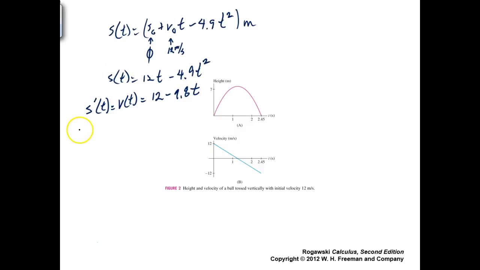And when you take the next derivative, that's S prime of t, S double prime of t, which would be V prime of t. And what is that? What is V prime of t? What's the question looking for? We're looking for the acceleration, A of t.